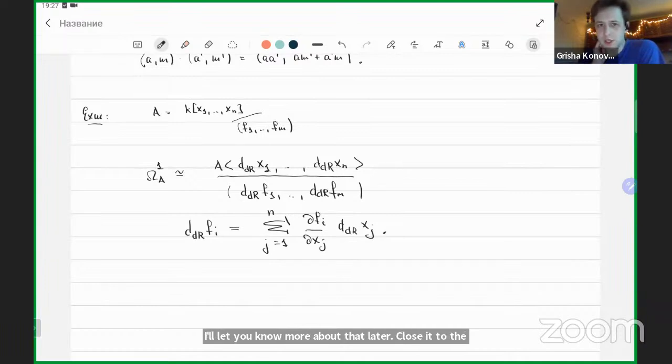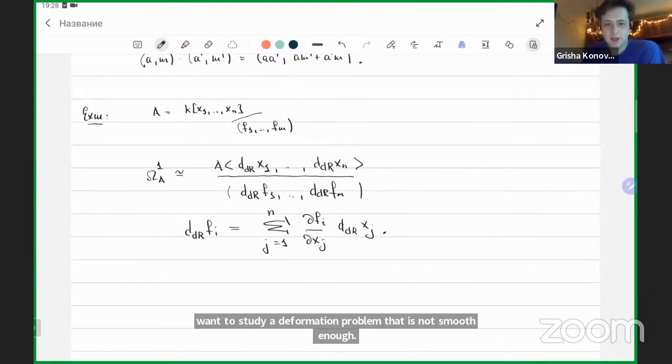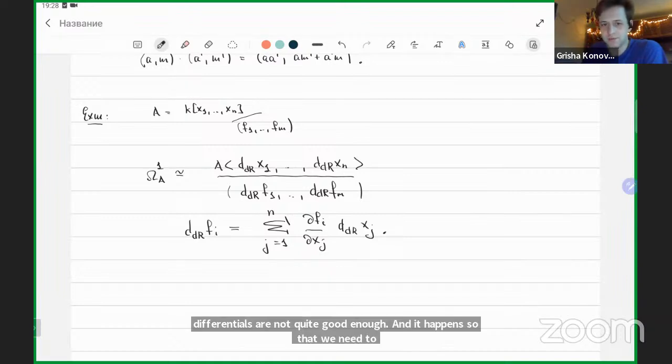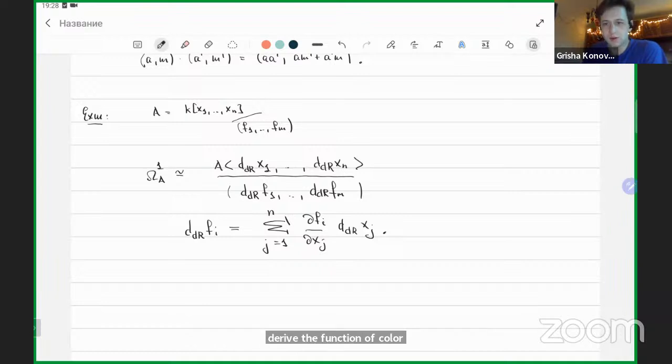But now I just want to say that it happens so when we want to study a deformation problem that is not smooth enough, or maybe it has some stackiness in it. Maybe objects that we want to deform have some higher automorphisms. Then Kahler differentials are not quite good enough, and we need to derive the functor of Kahler differentials, so to say. That's what people call the cotangent complex. This is the derived functor of Kahler differentials. You might think about it that way.